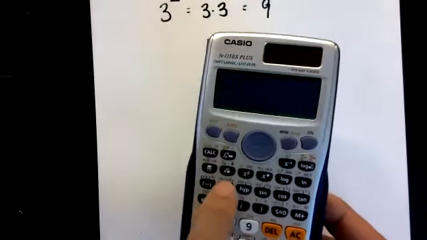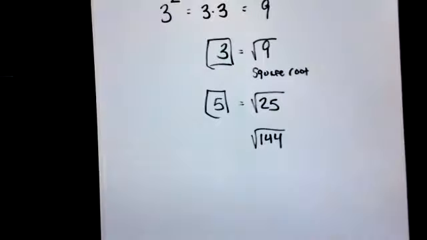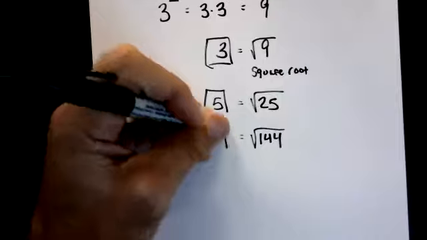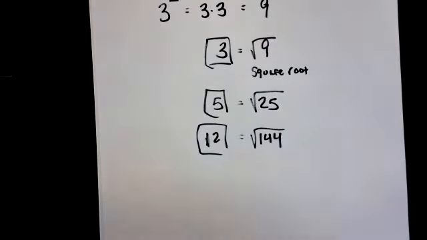So any scientific calculator will have a square root button on it. So you need to figure out how your calculator works. If you're not sure, send me a screenshot of your calculator and I can walk you through it. It's not that big a deal.